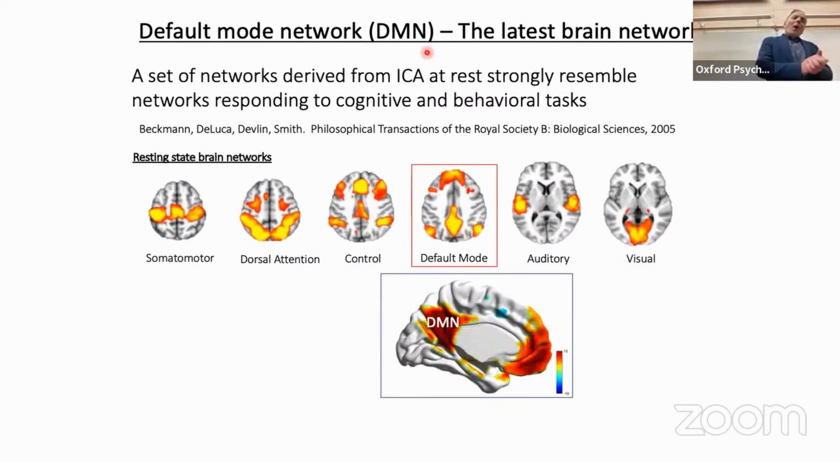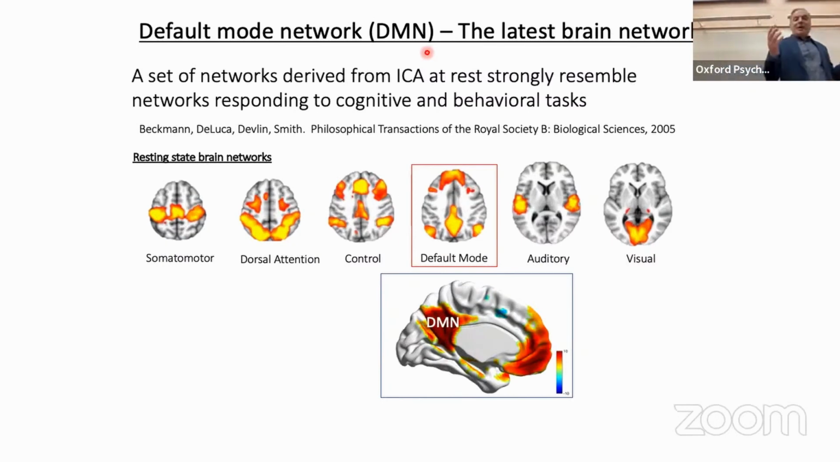Now, when this whole discussion about resting networks started, there was one network that we had not encountered before. And this was given the name the default mode network. We had not seen this network before, and we noted that it is very, very prominent in this resting condition. So, of course, the big question was, what does it do?